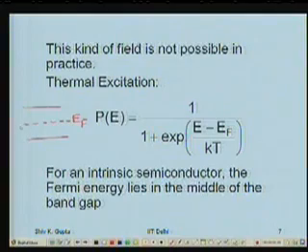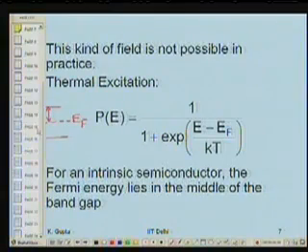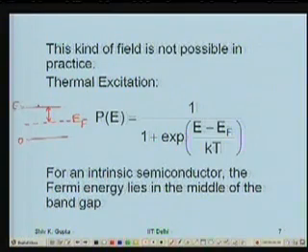If I want to know the probability of occupying this level of energy, I have to use this difference between E and EF. If I consider this to be the zero level, this will be Eg. The difference will be Eg minus EF. And EF, since it is in the middle, is Eg by 2. So E minus EF will be Eg by 2. This will become Eg by 2kT.